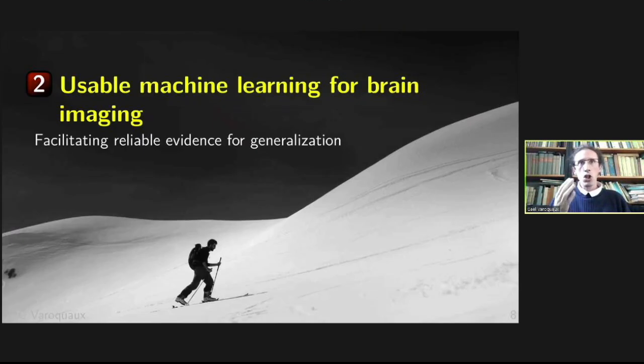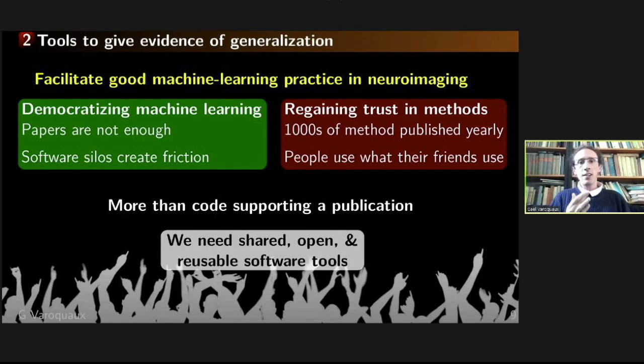So, machine learning brings the promise of reliable evidence for generalization, but it needs to be used well. And for this, we need good tools. To facilitate good machine learning practices in neuroimaging, we need first to democratize machine learning. Papers are not good enough for this, and software silos create friction.